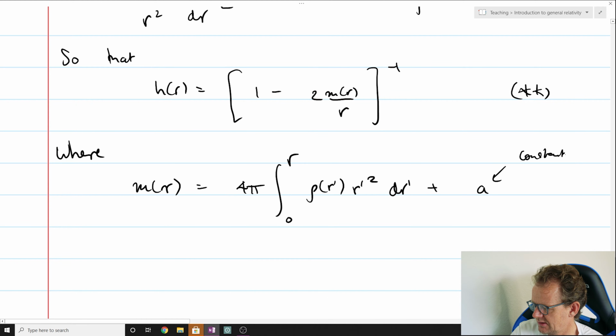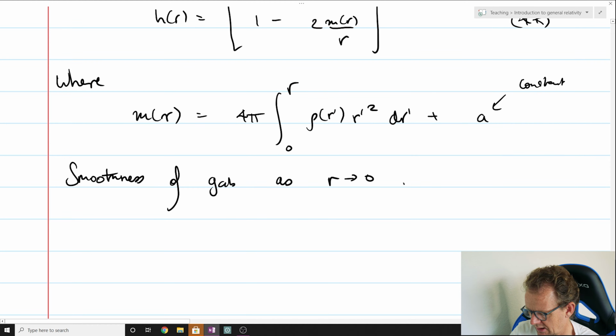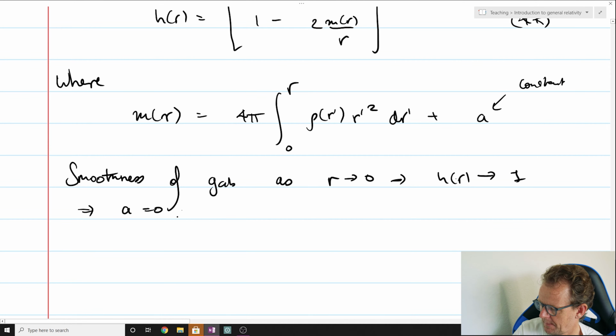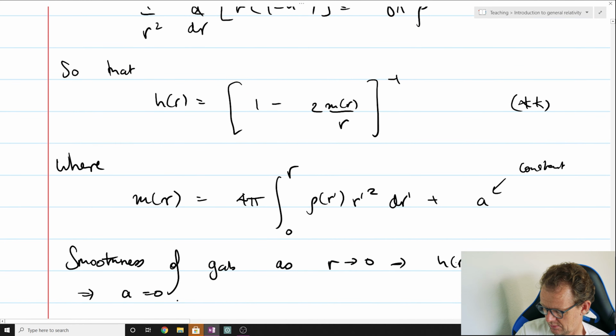But we want this solution for g_ab to be smooth as r goes to 0. So that implies that h(r) has to go to 1, and that means that A has to equal 0. It's the only way for that to work out. So we've already obtained a relationship between rho, the density, and h.